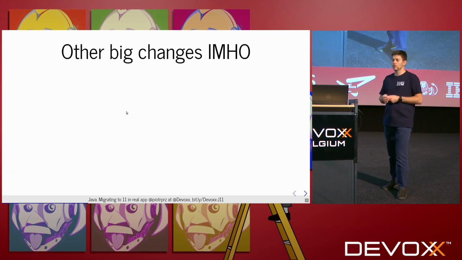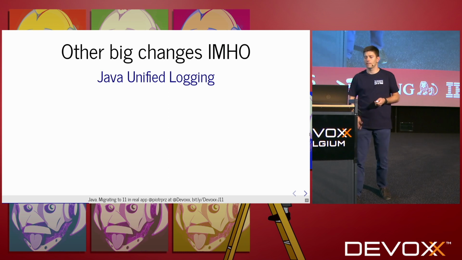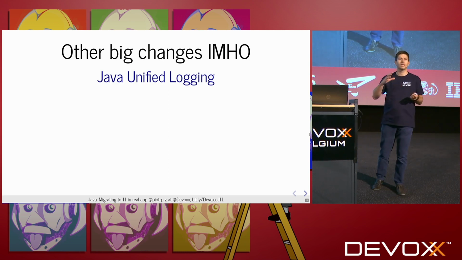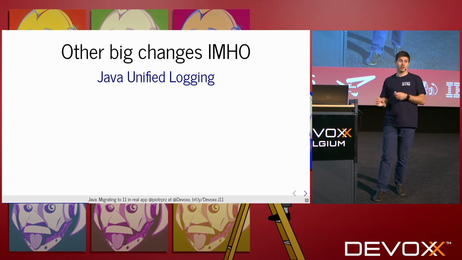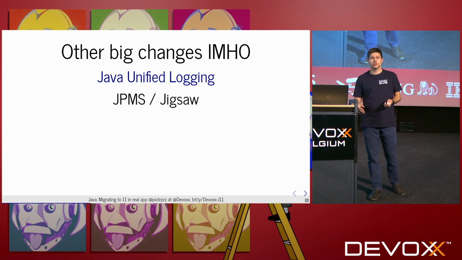Okay, so there are also other big changes, in my opinion. You might not agree, but it's biased. So there's Java Unified Logging, which allows us to log everything which is internal to Java in one unified way. I mean, there's one switch, -Xlog, and you can log everything. I mean, class loading, garbage collecting, everything. What's happening under the hood? It's no dozen switches or tens of switches anymore.